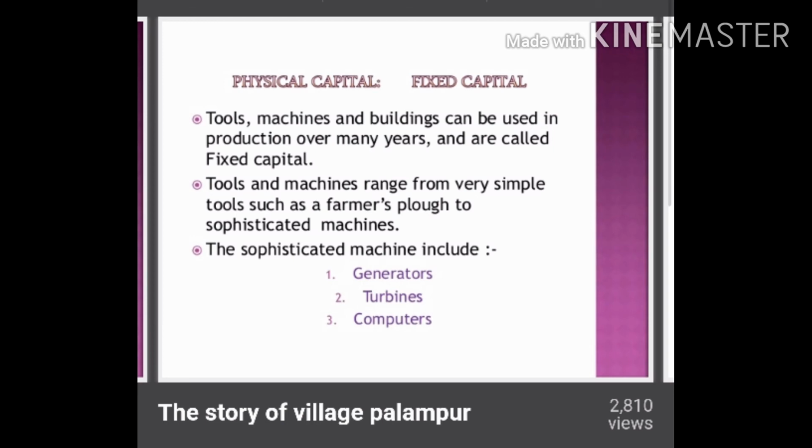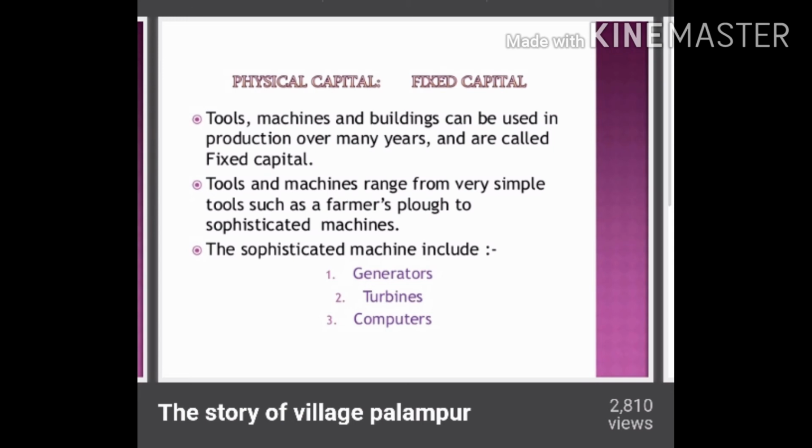Tools, machines and buildings can be used in production over many years and are called fixed capital. Once I purchase the tools or machines, only repair work is required. I don't have to change them again and again. Building, are we going to change the building again and again? No. So they come under fixed capital. Once I purchase a land, I don't have to change it. That comes under fixed capital.